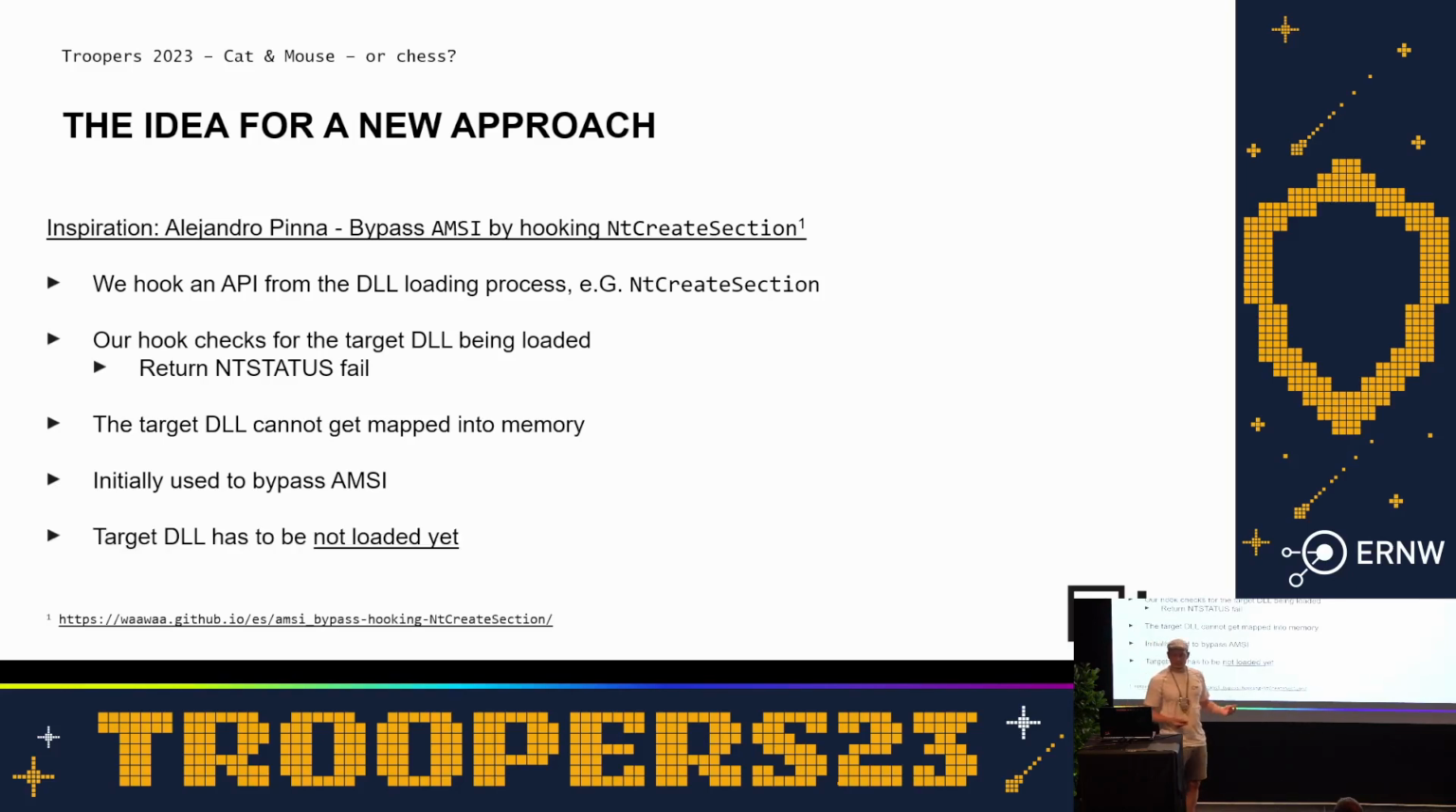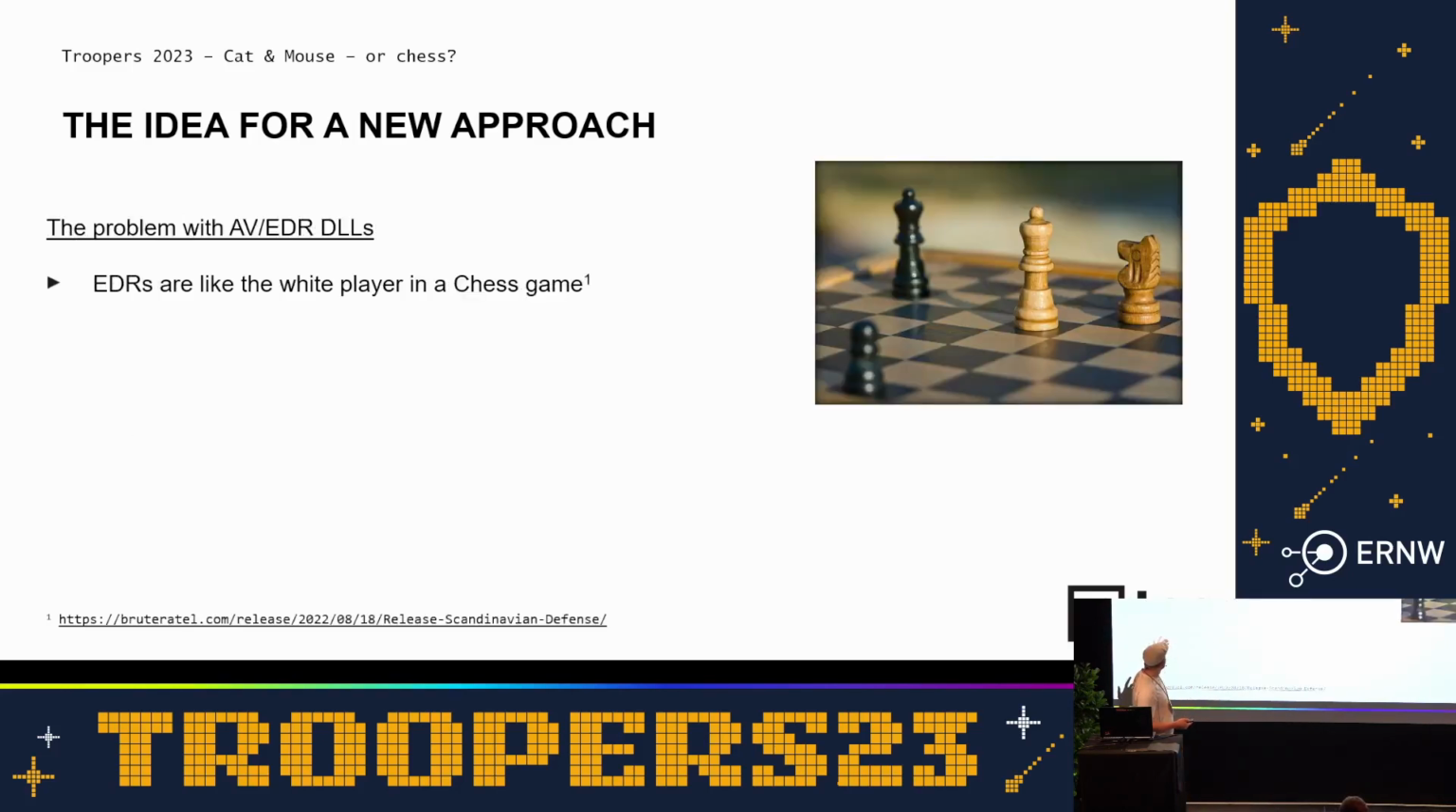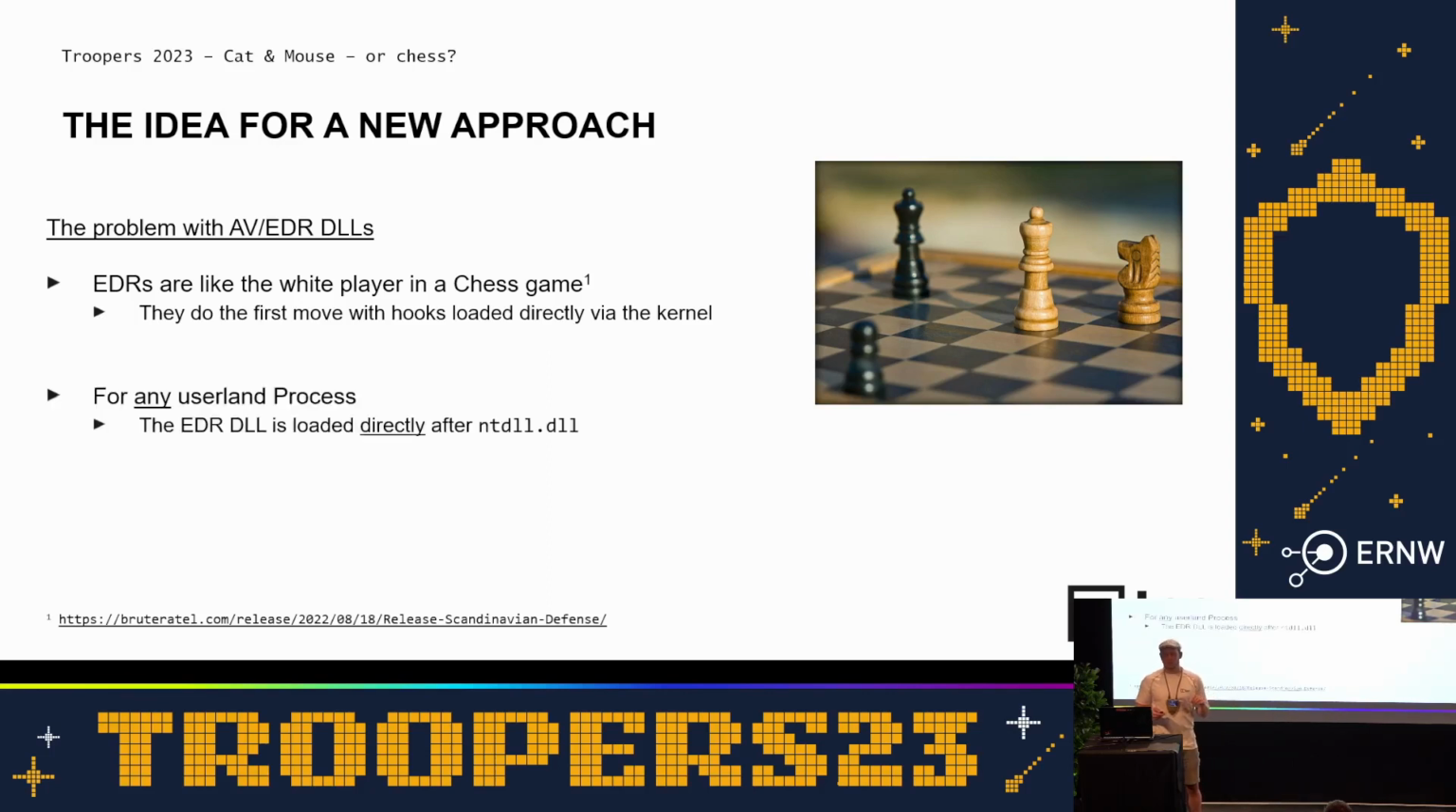But in a new process, typically for EDR DLLs, this cannot be done because EDR software is typically like the white player in a chess game, because they can do the very first moves, by placing the hooks directly after loading the DLL from kernel. And the thing is, they have a kernel callback to see, okay, a new process was created. Then they can say, when the new process is created, our DLL should be loaded first. It's not the first. The first library is always NTDLL, which is loaded. But then afterwards, if they do it properly, their own EDR DLL gets loaded directly after NTDLL.